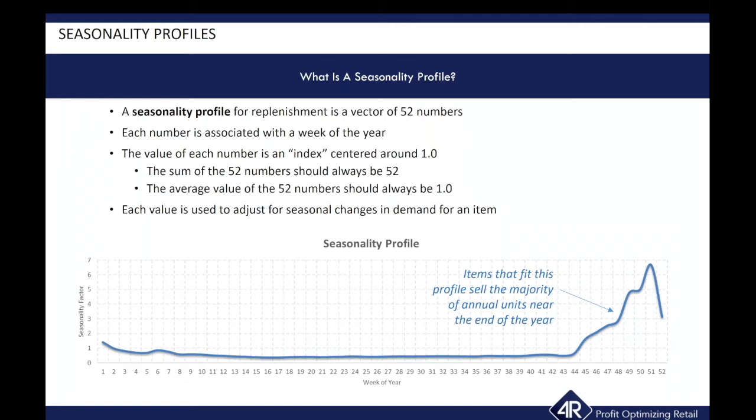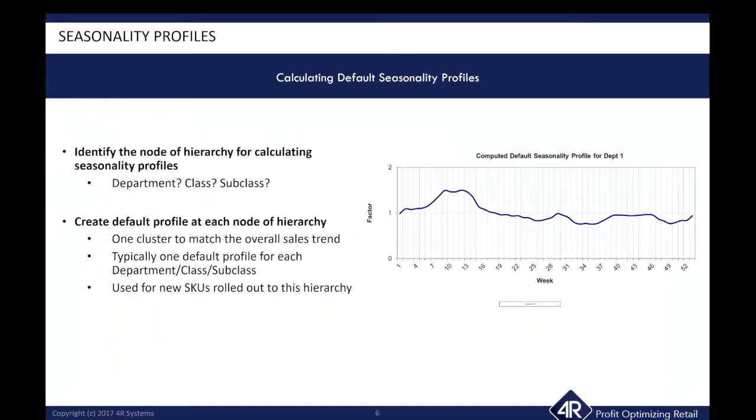So for this particular seasonality profile example, the items that are set to this profile sell the majority of their annual sales units at the end of the year, as is evident by the higher seasonality factor values during the later weeks. So now let's take a look at how 4R uses seasonality profiles with clients using both default and custom profiles. When we first begin to build seasonality profiles, we have the ability to initially create default profiles.